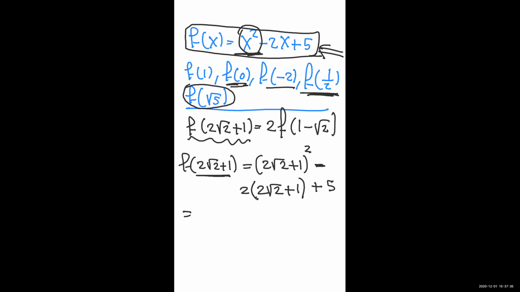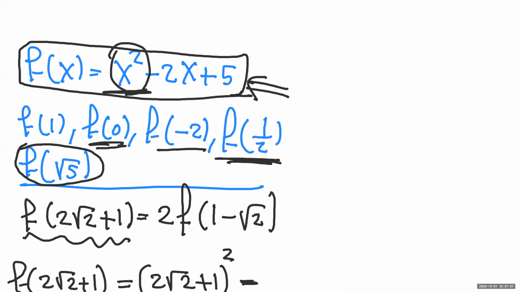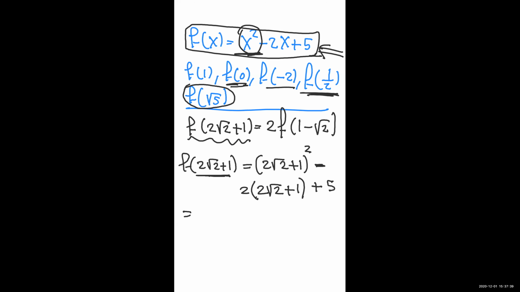Now it will equal (2√2 + 1) squared. Okay, how to simplify this one? As usual, the first term squared, plus 2 times the first times the second, then plus the second term squared. So the first term squared here means (2√2) squared.